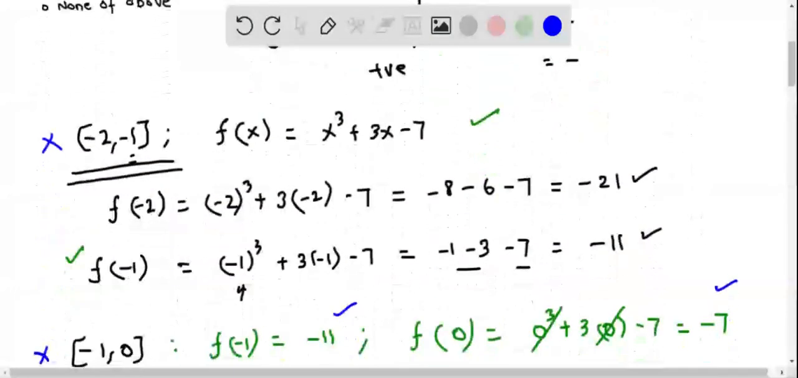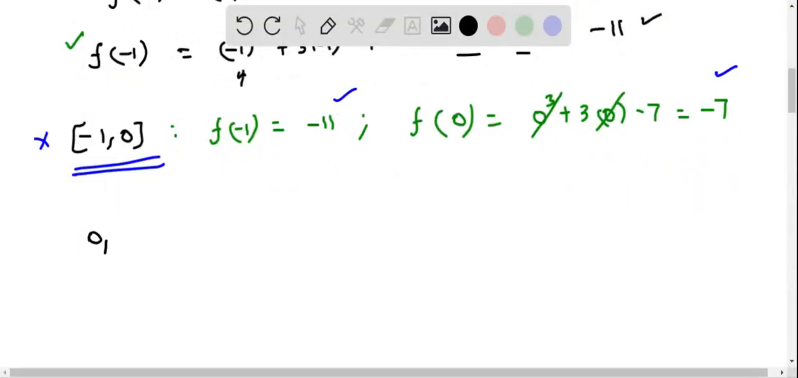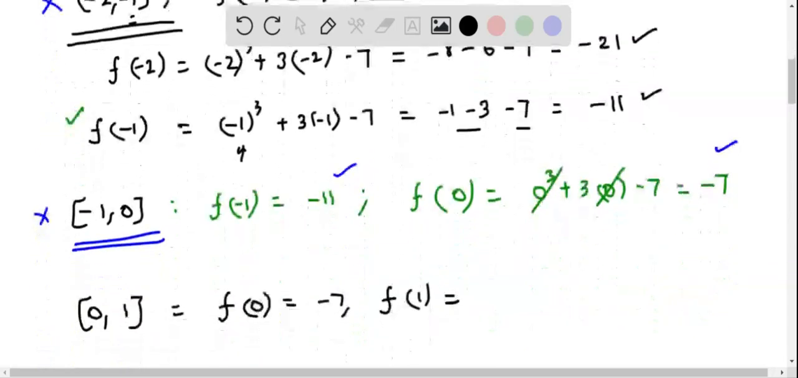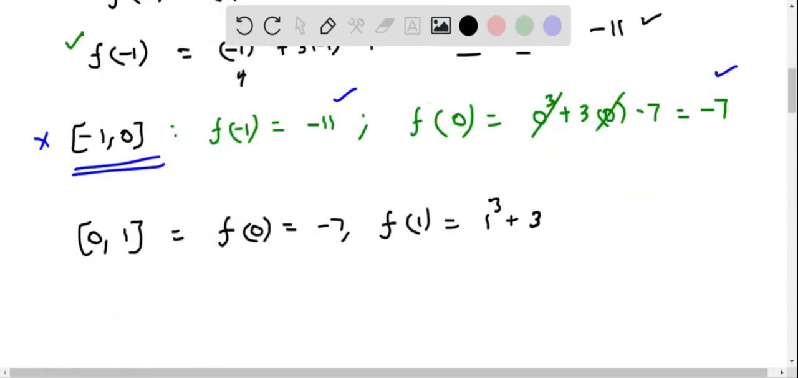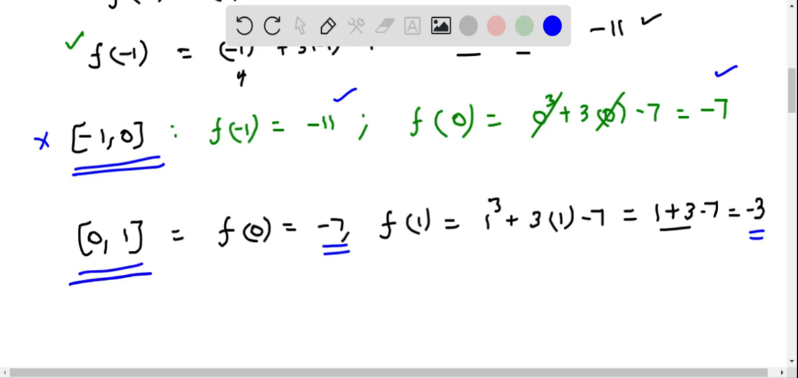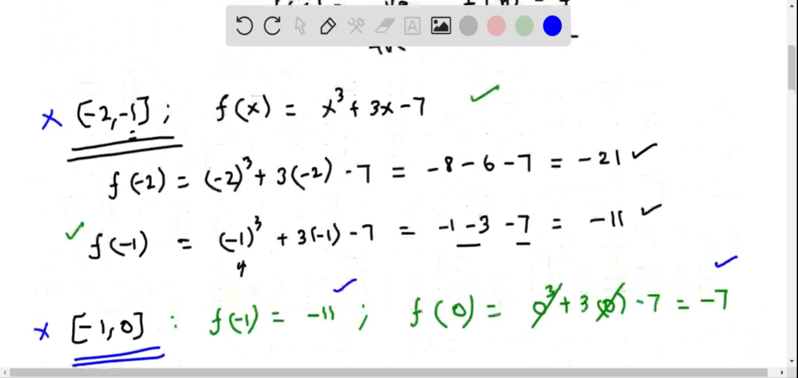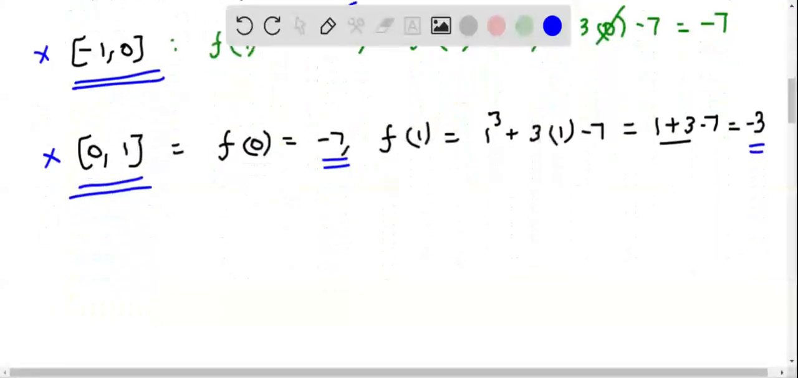Now let's move to the next interval, 0 comma 1. We already found that f of 0 is negative 7, and we will find f of 1 by replacing x by 1 in the expression x cube plus 3x minus 7. So this becomes 1 cube plus 3 times 1 minus 7, which equals 1 plus 3 minus 7, which is 4 minus 7, negative 3. Clearly we see negative 7 at f of 0 and negative 3 at the other endpoint. These two are still negative, so even in this interval there is no zero for the function. So we ignore this interval as well and look at the other interval.